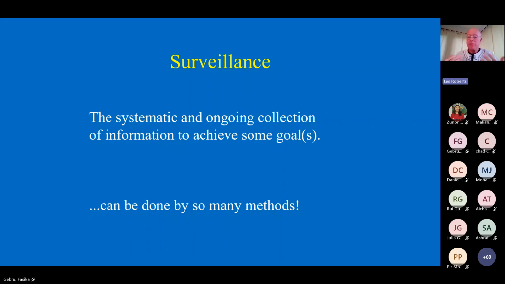You probably know this, but I need to say it. Surveillance is the systematic and ongoing collection of information to achieve some goals. There are so many ways. The stock market indices and the unemployment rate in your country are collected systematically, creating a surveillance system. For mortality, it is also done in a lot of different ways. Counting graves that are created in a common graveyard or a common place where people bury their dead.